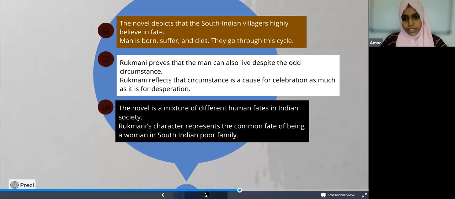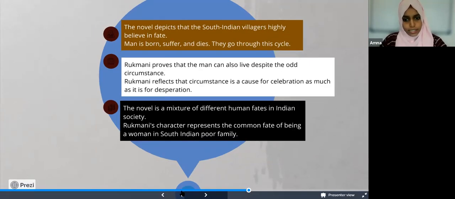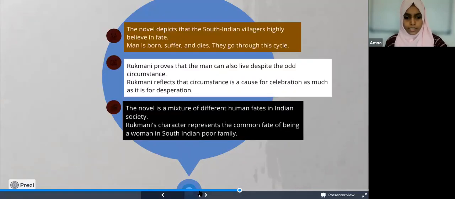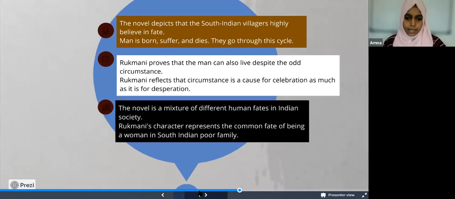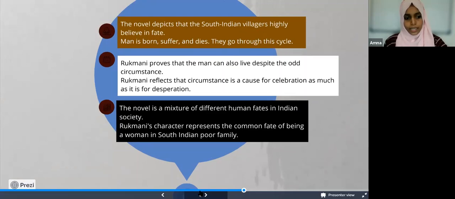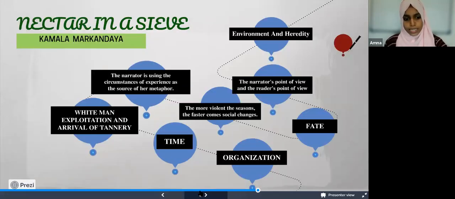Rukmani reflects that circumstance is a cause for celebration as much as it is for desperation. The novel is a mixture of different human fates in Indian society. Rukmani's character represents the common fate of being a woman in a South Indian poor family. And Rukmani further highlights, yet I have no fear, for what is done, there can be repairing.